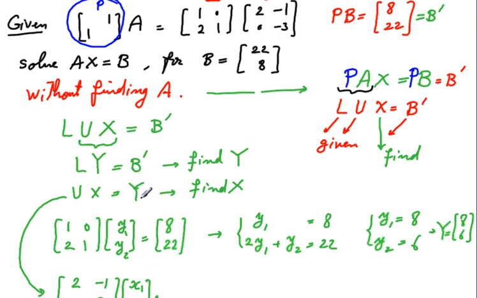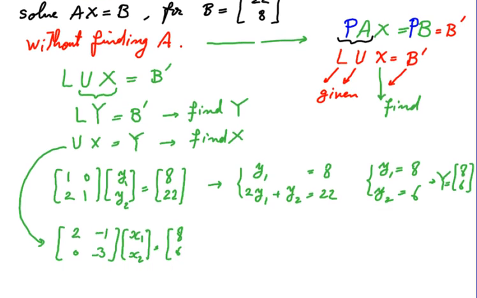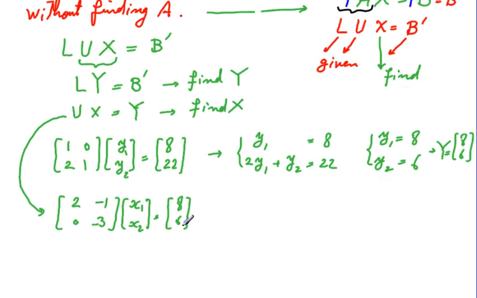Y, who's my Y? What I just found on the previous stage. Sorry, I probably couldn't see that. Okay, 8 and 6. So once again, this is my U, this is my X, this is the Y from the previous stage. Well, how do we solve this? This one also we said is painless.